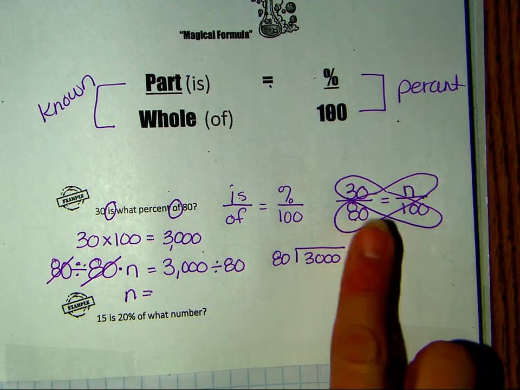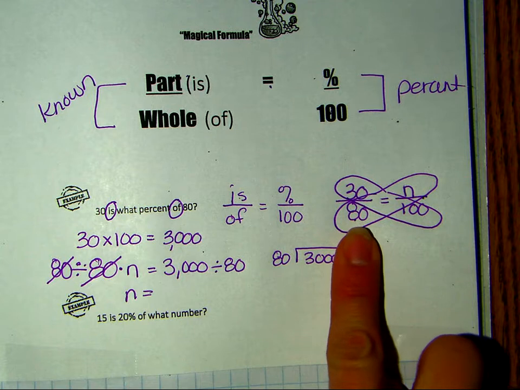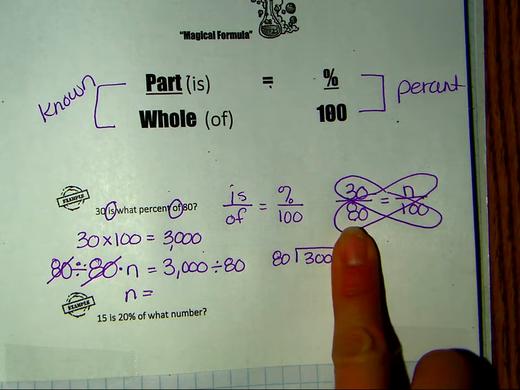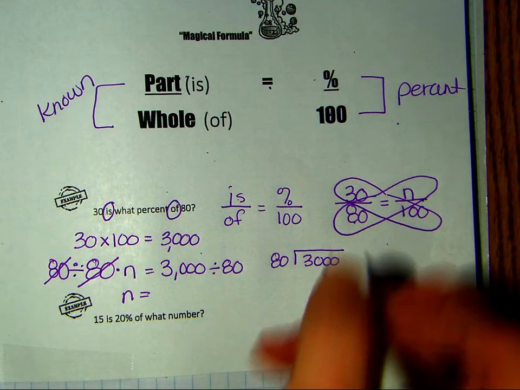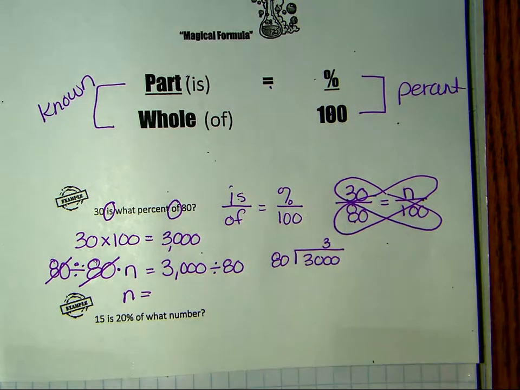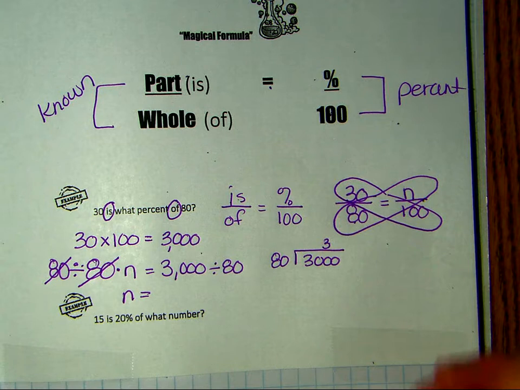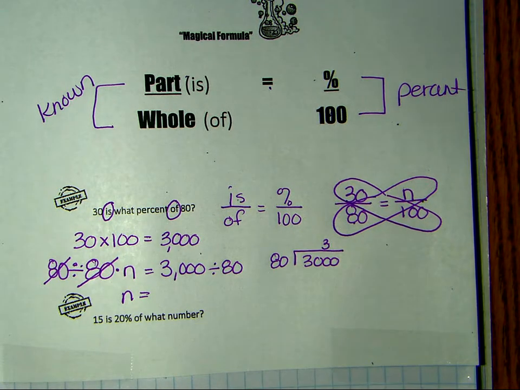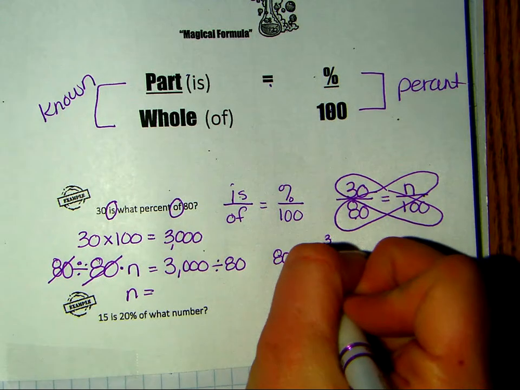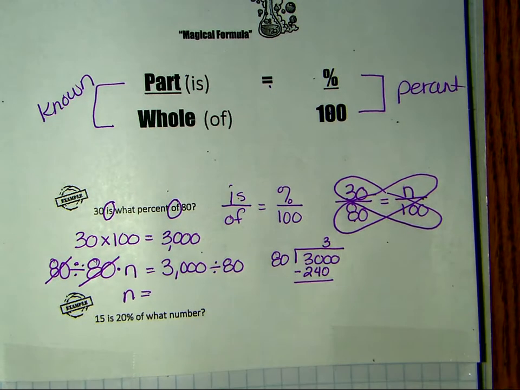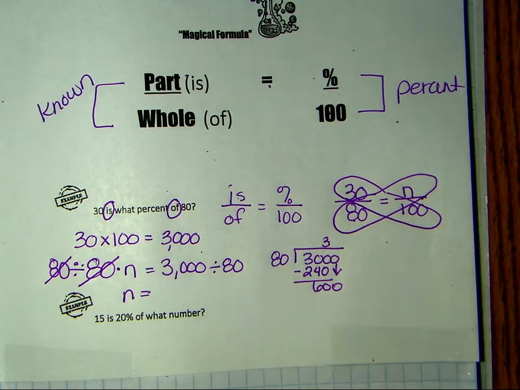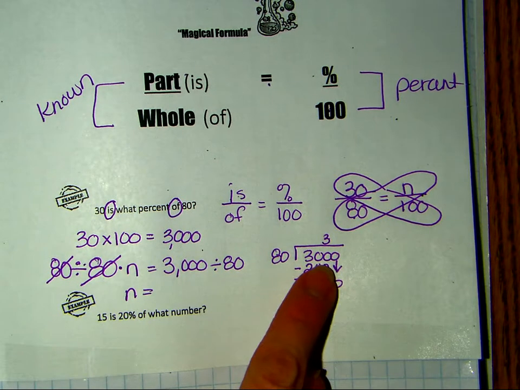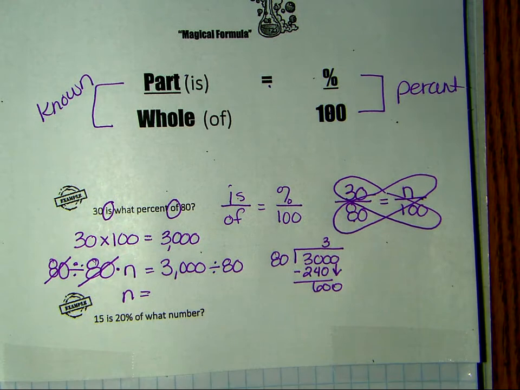None, right? What about 80 into 300? Can anybody tell me how many times 80 might go into 300? Christian? 3 times. What is 3 times 80? 240, because 3 times 8 is 24, and then we would add the zeros. So you've got 240. I'm going to subtract that, and I'm going to get 60. Bring down my 0.